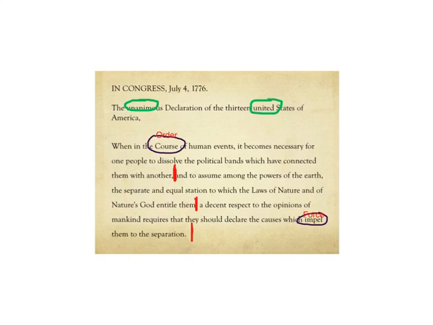When in the course of human events, it becomes necessary for one people to dissolve the political bands which have connected them with another. I'm going to go back in here and I'm going to circle dissolve because that stands out to me right away. They're not just breaking them down, they're dissolving them. I'm also going to circle connected. I'm going to circle necessary because it's them saying they had to do this thing. I'm going to continue reading on the next chunk.